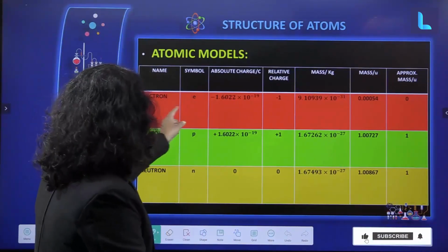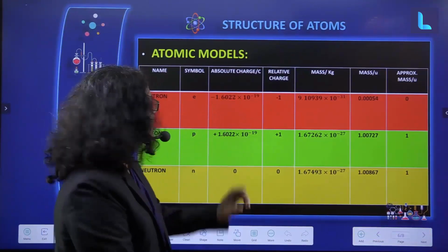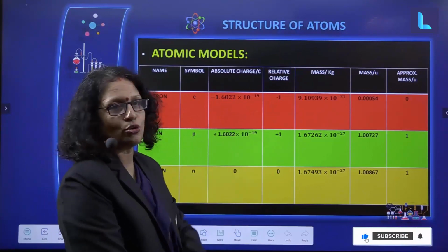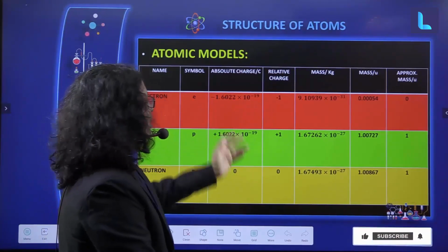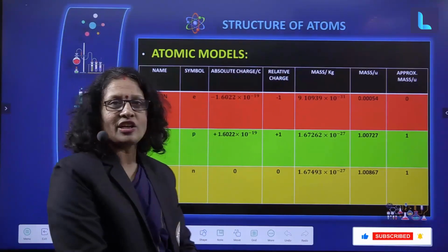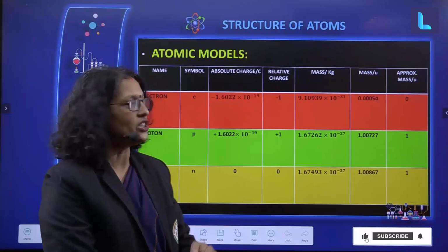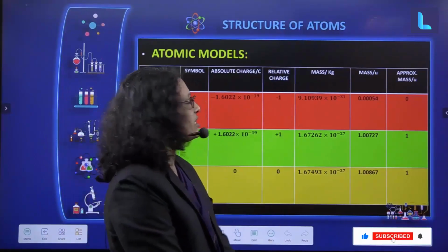The electron's symbol is generally e, and the absolute charge is minus 1.6022 × 10^-19 coulomb. The unit is coulomb here. The minus charge indicates electrons are negatively charged particles. The relative charge is -1. And what is the mass of the electron?